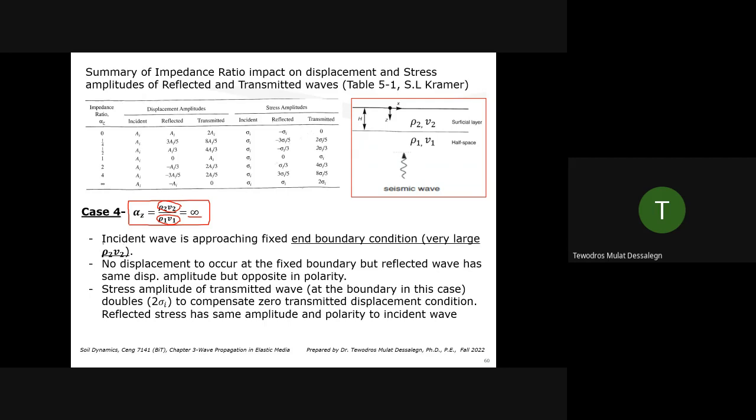This is a case where the incident wave is approaching a fixed boundary condition. It's like we had a bar. These equations are developed for a bar. If the bar is fixed at one end, we're saying there is no motion at this end. That's when you get an impedance ratio of infinity. The wave comes here, it doesn't go through because it's a fixed end. No stress, no deformation on this side, or no deflection.